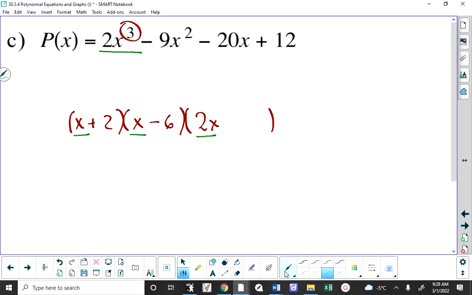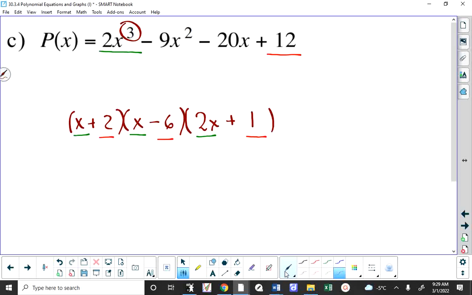Okay, we've also learned, and this was back on day one, that when you multiply the constant term in each factor, you have to get the constant term in the polynomial. So 2 times negative 6 is negative 12. I need to put a number in that final blank that multiplies by negative 12 to give positive 12, so it would be plus 1.